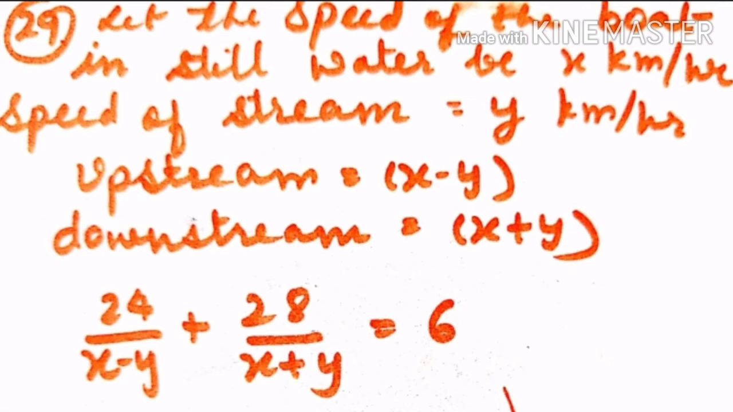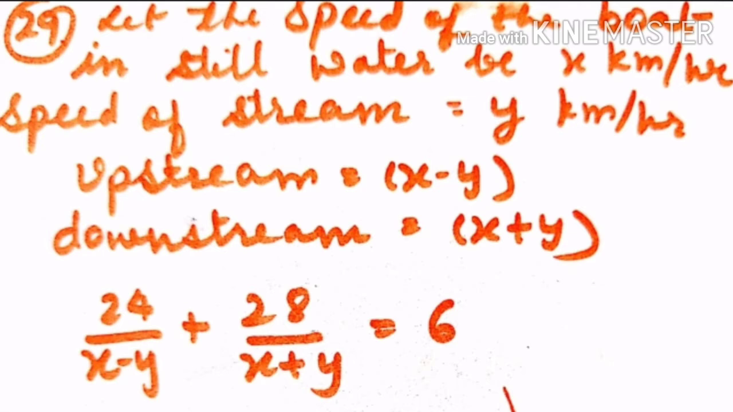Now we make our first equation. 24 km upstream, upstream speed is x minus y. This formula is also based upon distance upon speed. Distance is 24 km upon speed, that is upstream x minus y, plus 28 downstream distance upon speed x plus y is equal to the total time taken, which is 6 hours. So we have done distance upon speed plus distance upon speed, that is total time taken. This way we have formed our equation.